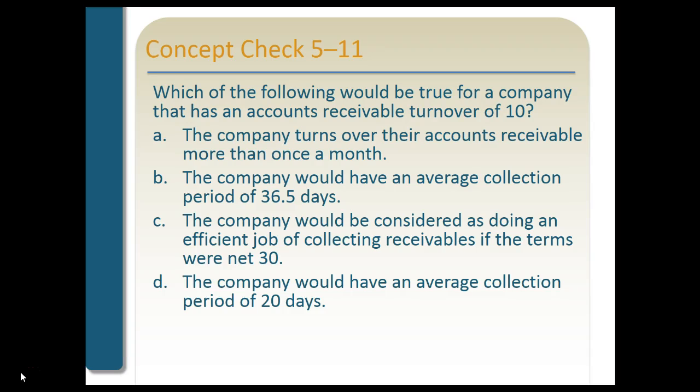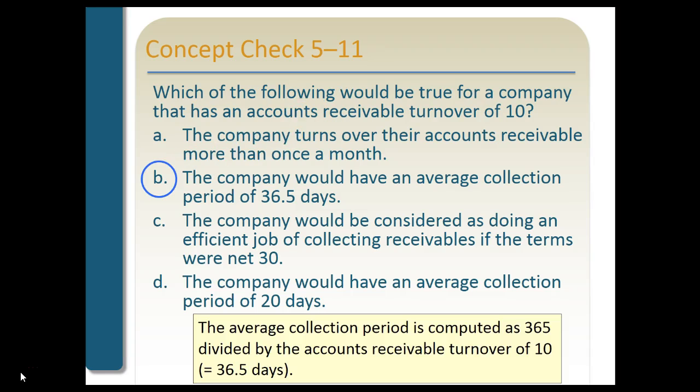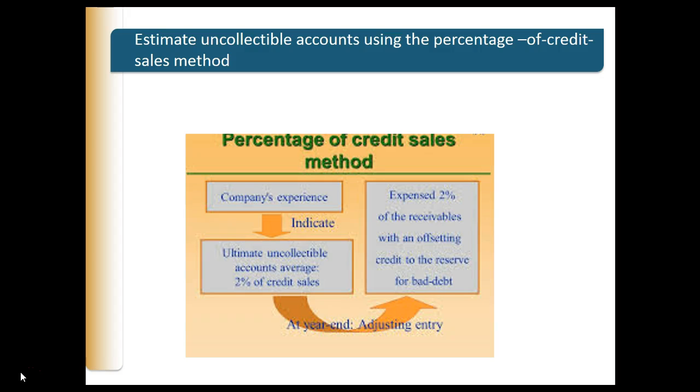Remember how many days are in a year. A receivable turnover of 10 means the company would have an average collection period of 36.5 days. You would just take the number of days in a year and divide that by 10 to give us our collection period. Now let's look at estimating the uncollectible accounts using the percent of credit sales method.